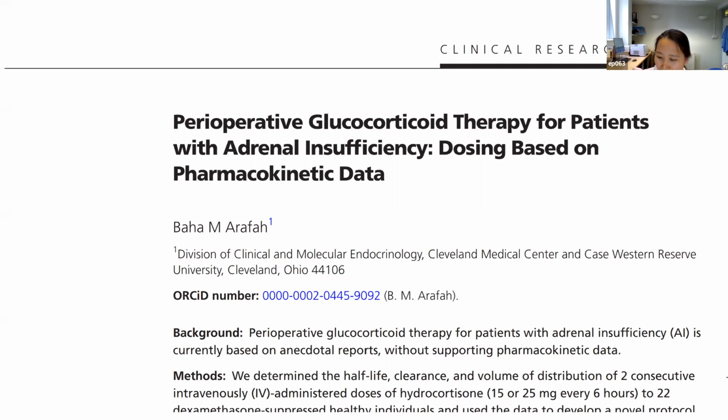Okay, hi everyone. My name is Pei, and I'm presenting this paper today, which is perioperative glucocorticoid therapy for patients with adrenal insufficiency, and the dosing is based on pharmacokinetic data.